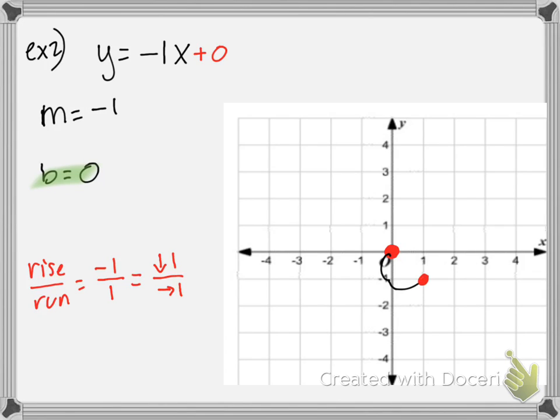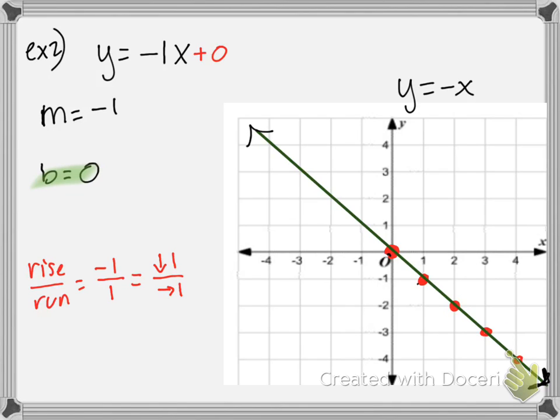Okay, and then go ahead and do it again. Down 1, to the right 1. You have a point there. Do it again. There and there. Okay, so go ahead and draw your line. And draw your arrows to show that it goes on forever. And that is your line for y equals negative x.